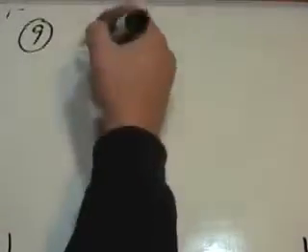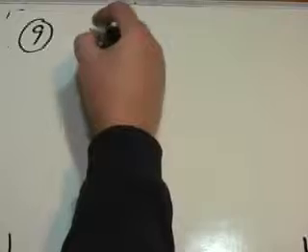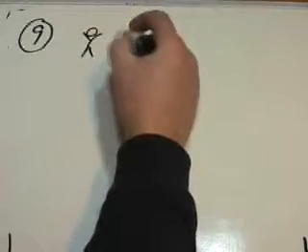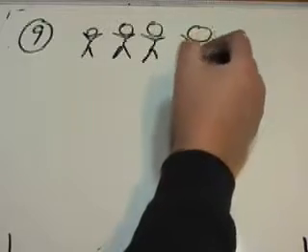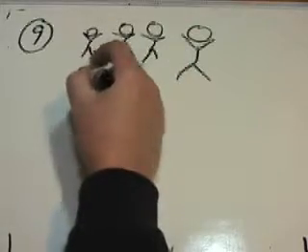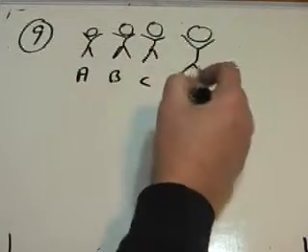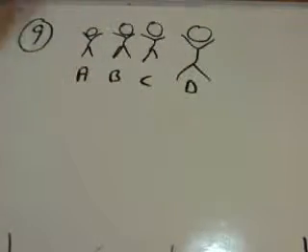So, 4 people, A, B, C, and D. So here's our 4 people. Another thing you notice here is that we don't know anybody's actual age. All we have is comparisons.